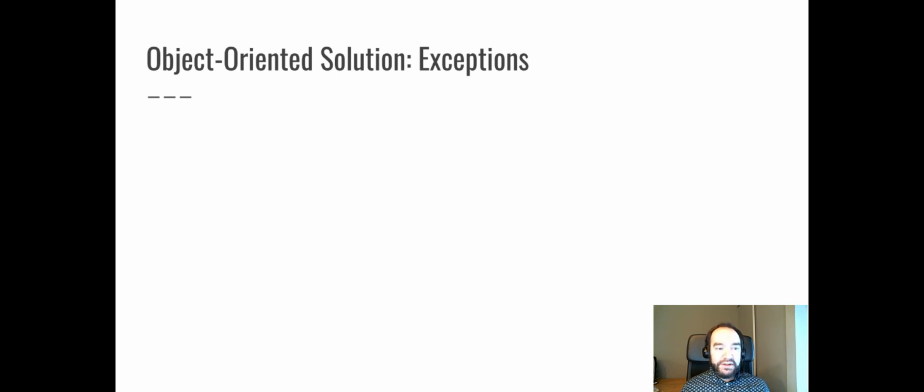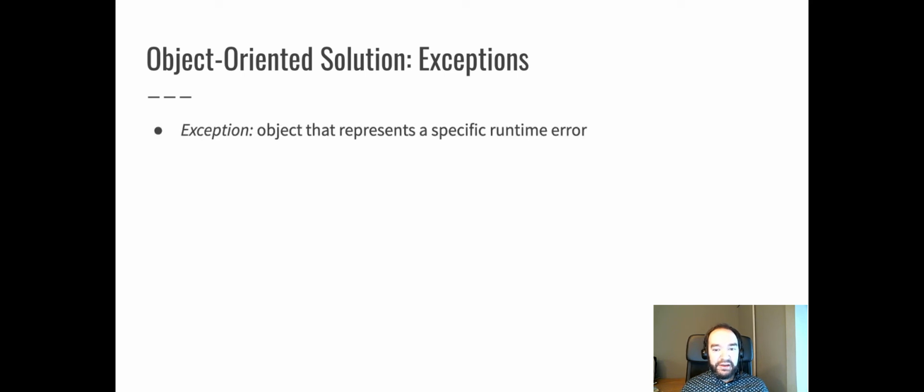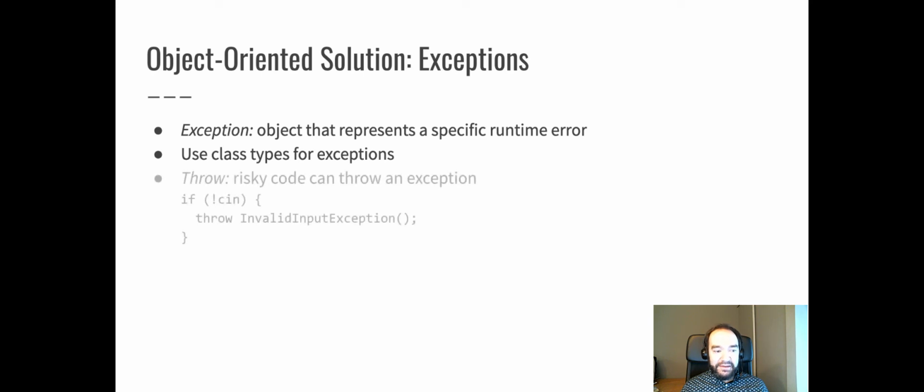So one solution to this problem that uses object-oriented principles is exceptions. An exception is an object that represents a specific runtime error. And usually we use class types for exceptions. In C++, technically, you don't have to use a class, but the standard practice is for an exception to always be a class instance. There are two ways of dealing with exceptions.